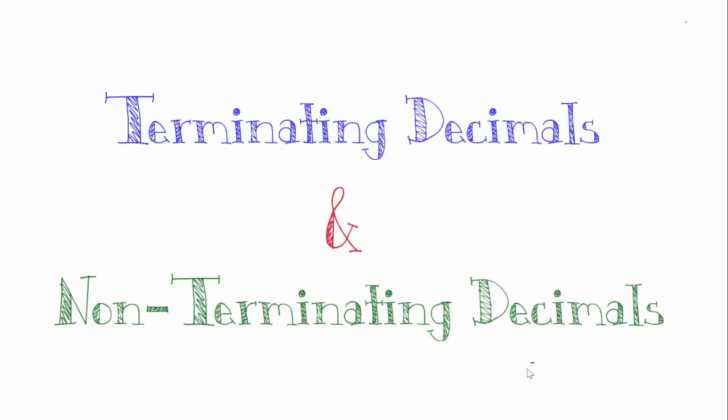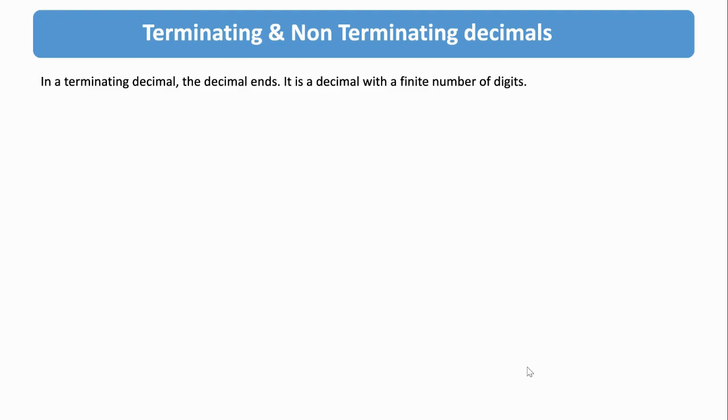Okay, let us study terminating decimal and non-terminating decimal. First of all, you should know what is terminating decimal. In terminating decimal, the decimal stops, it ends. It is a decimal with a finite number of digits.